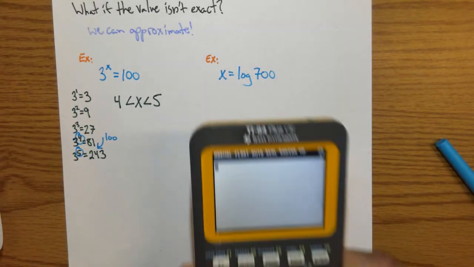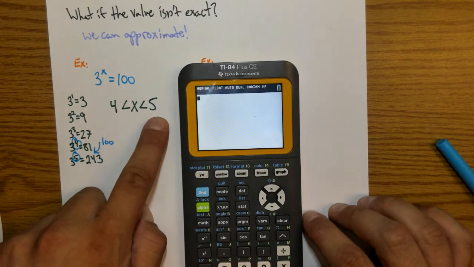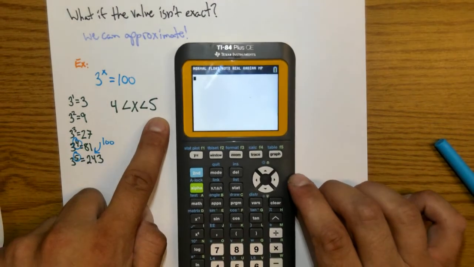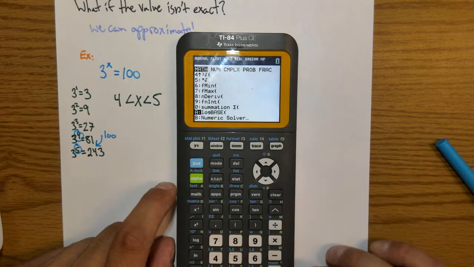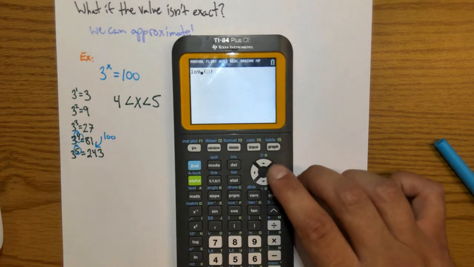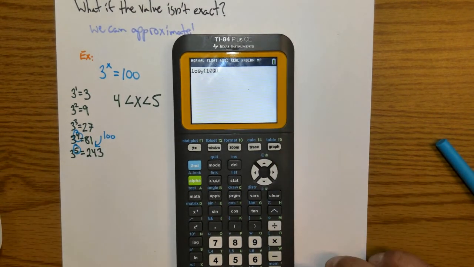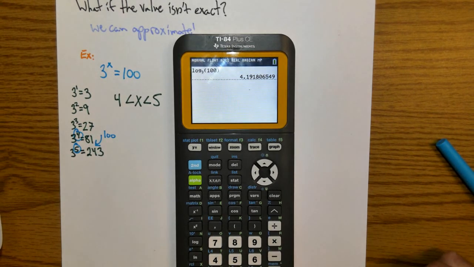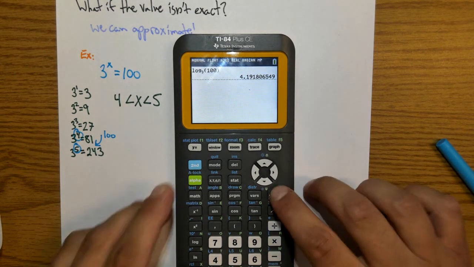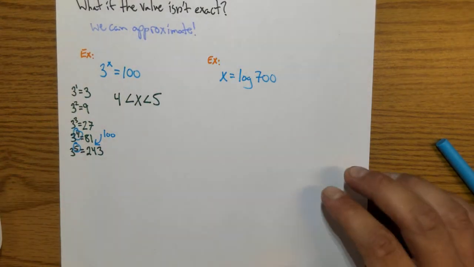And just to show you, I'll verify that it's going to be between 4 and 5 by plugging it in as a log. So I'd go to math, log base. Our base is 3 and of 100, and there we get it, 4.19. So we were right, but we have to approximate given the technology that we have at the moment.